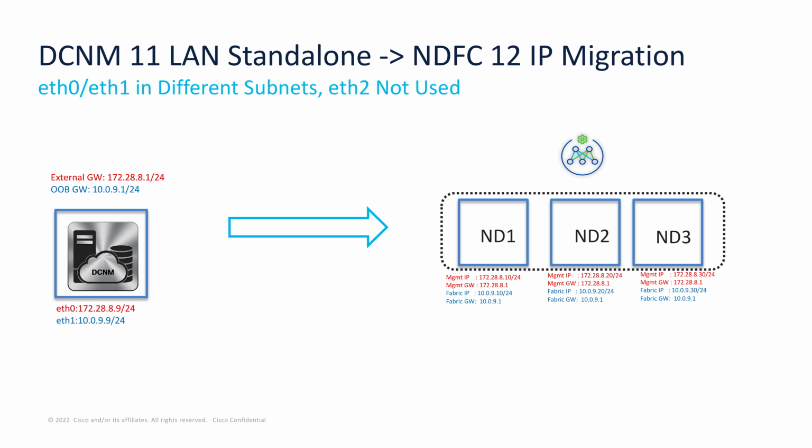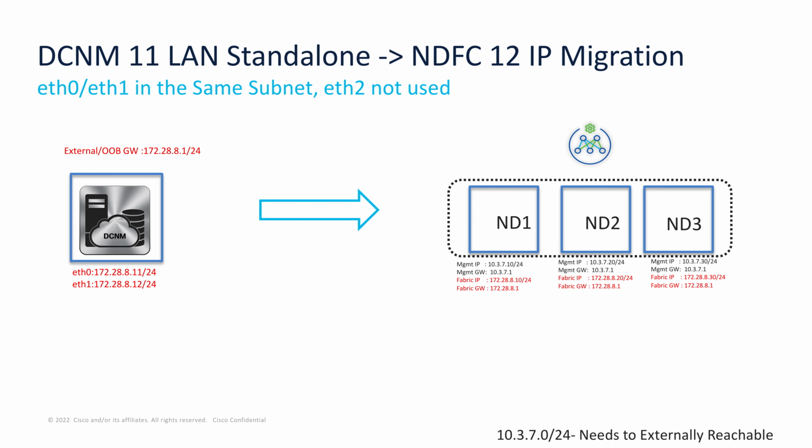So here we have ETH0 and ETH1 in different subnets, which are the red and the blue subnets. You would migrate these into your management IP with the red subnet, which is our 172.28.8.0, and our fabric IP would be the same subnet as your ETH1 interface in DCNM, which is the 10.0.9.0 subnet. So this one's easy. We are starting with just two interfaces, ETH0 and ETH1, and ETH2 is not being used at all.